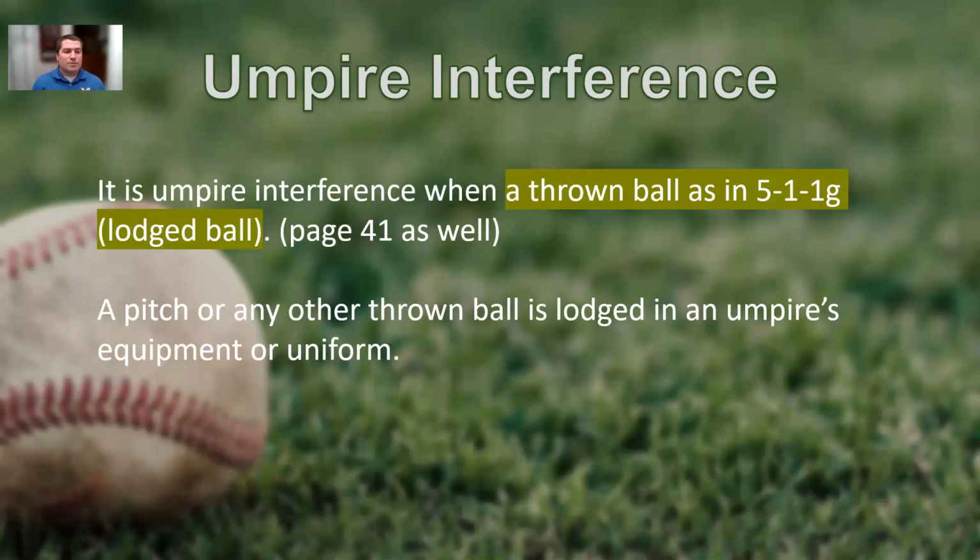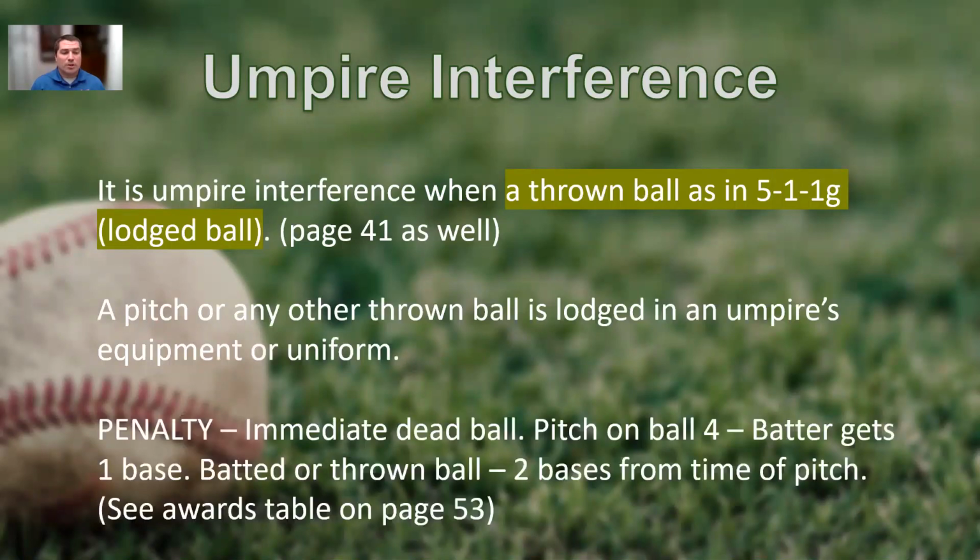What I'm saying is a pitch or any other thrown ball is lodged in an umpire's equipment or uniform. That's the scenario we're talking about. So here we go. This is an immediate dead ball. If it is a pitch on ball 4, the batter gets first base. So if that pitch becomes ball 4 and it gets lodged, the batter gets first base. That's where they move up. If it is a batted or thrown ball, then you get 2 bases from the time of pitch.